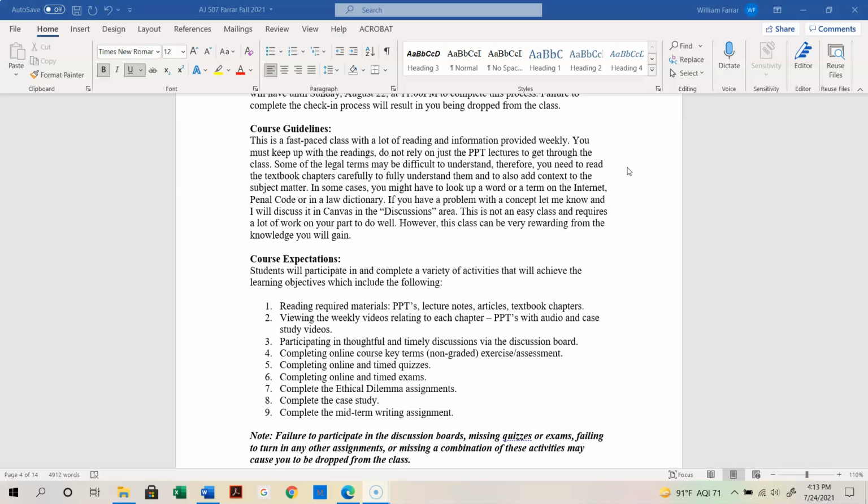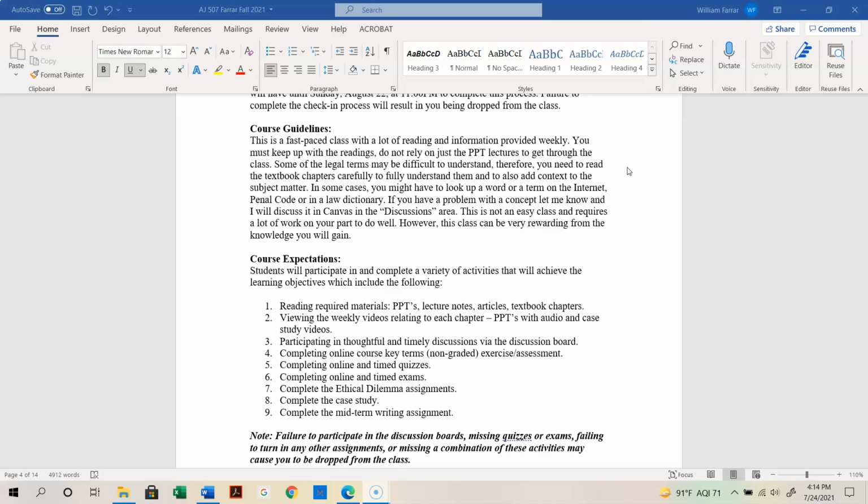Keep in mind that some of the legal terminology may be a little difficult to understand at first because you don't know it yet. Therefore, you really need to utilize your textbook, to read the textbook chapters carefully to fully understand everything and to also help add context to the subject matter. And hopefully that makes sense. In some cases, you might even have to look up a word or a term on the internet, in that Penal Code site I was talking about, or even in a law dictionary.